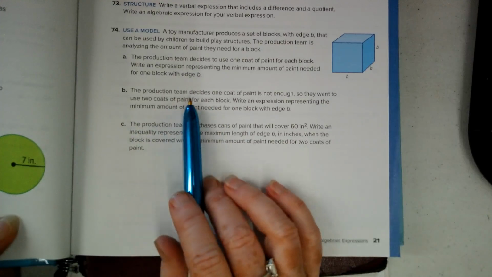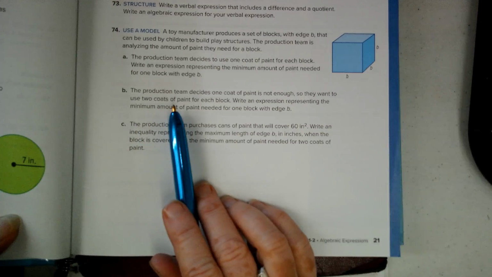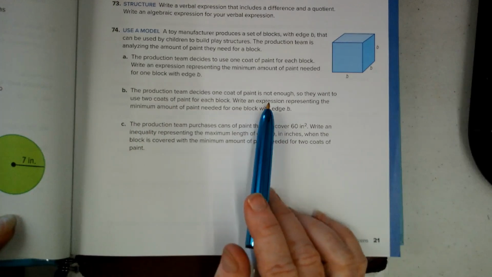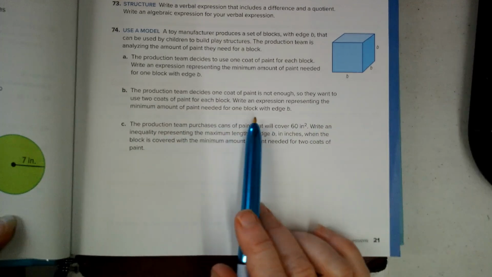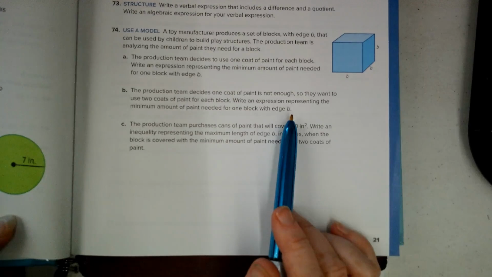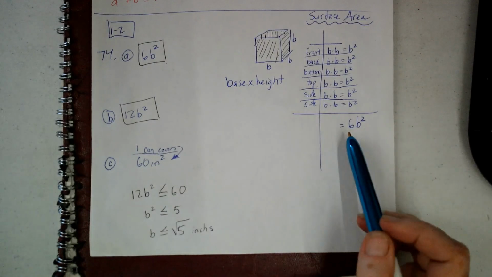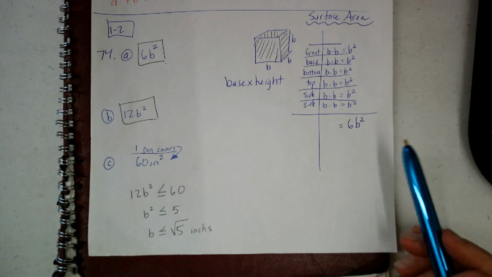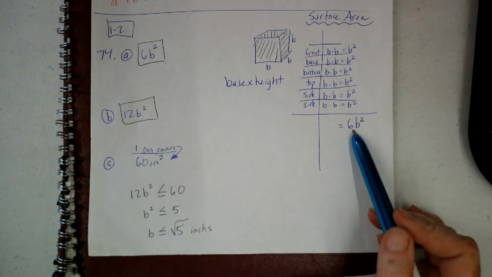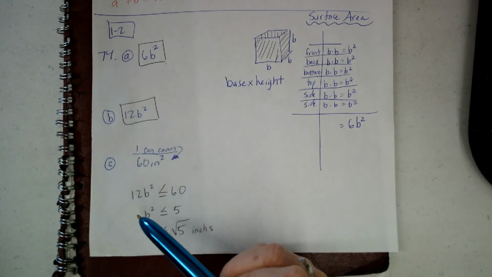Okay, letter B. I think they want to use 2 coats for each block. So write an expression representing the minimum amount of paint needed for one block with edge B. This is the same thing, but for 2 coats of paint. So all I have to do is get twice as much paint, cover twice as much surface area. So I just multiply that by 2. That gives me 12b squared. That's the answer for B.